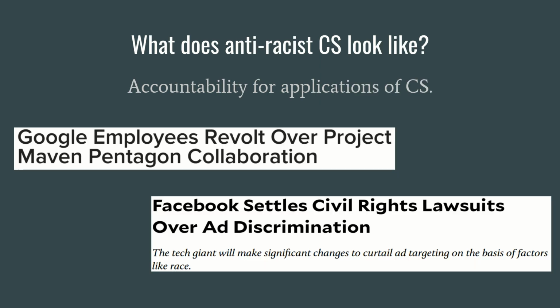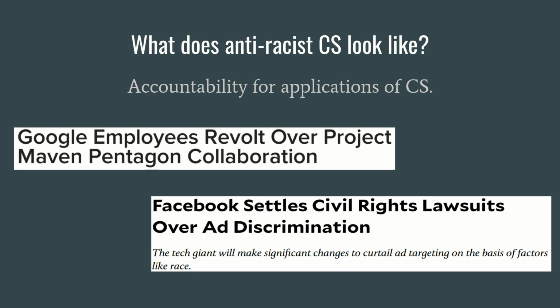So in that vein, what does an anti-racist, socially just, bias-combating computer science and computing look like? One of the ways that we can move toward anti-racist computing and computer science is accountability for the applications of computing and of computer science, holding companies accountable for the ways that they use computing and the applications that are created. So we've relatively recently seen Google employees speak out and act out about Google's collaboration on drone artificial intelligence.